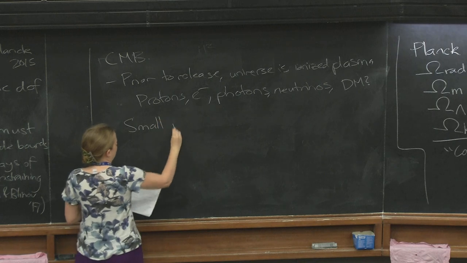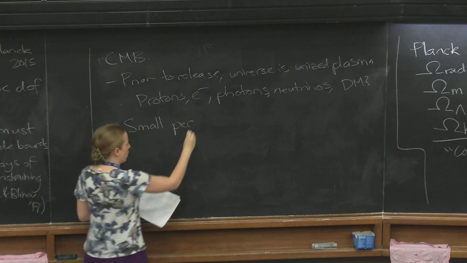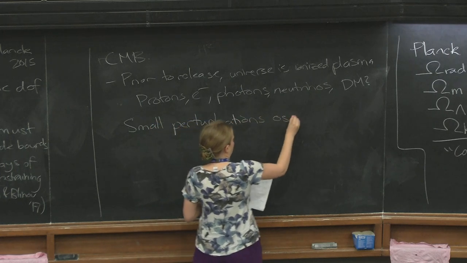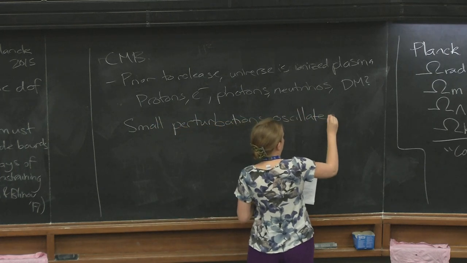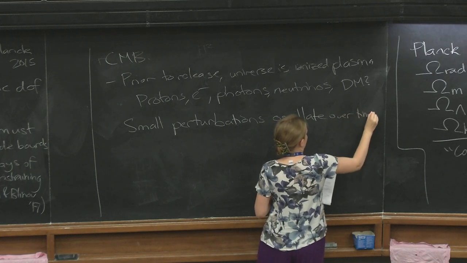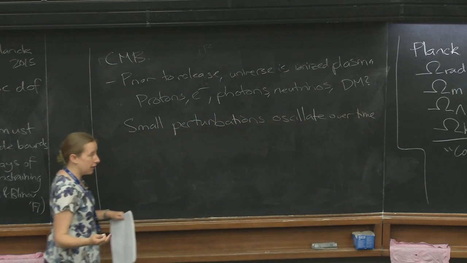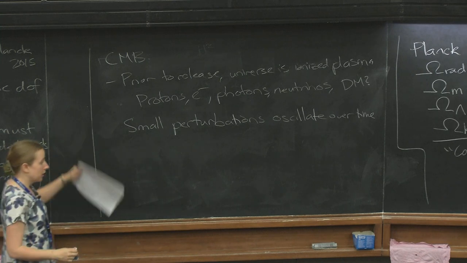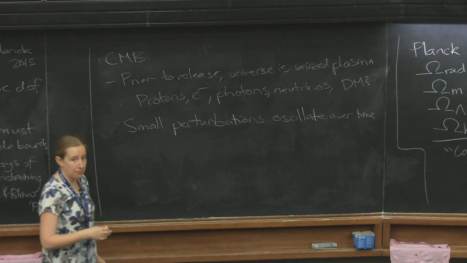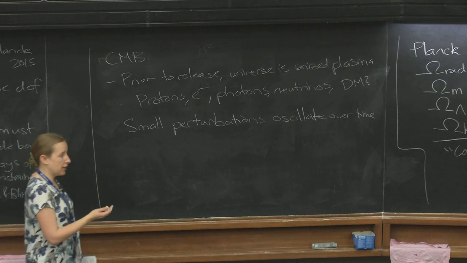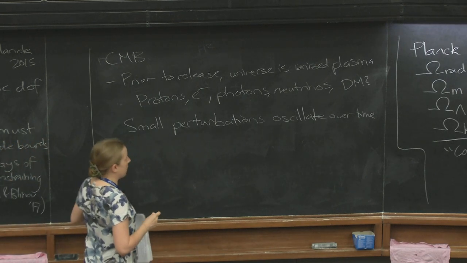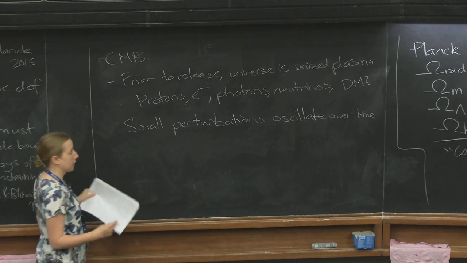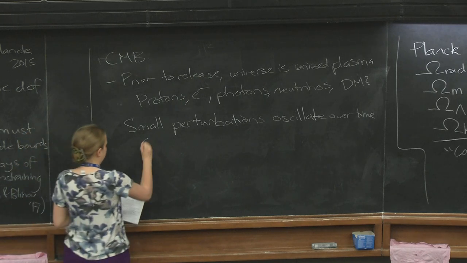These perturbations in the density and temperature oscillate over time due to the competing effects of gravity and radiation pressure. So if you have an overdensity, gravity in this plasma will tend to increase the overdensity, and more particles will fall onto it, but radiation pressure will tend to push the particles that are tightly coupled to the photon field away from each other.